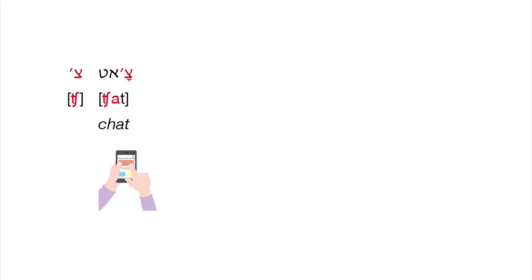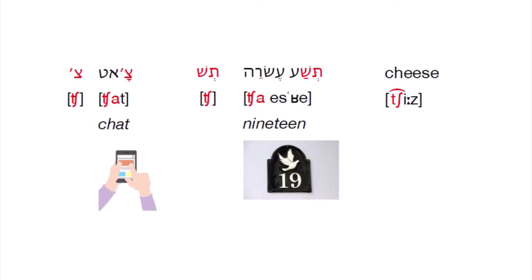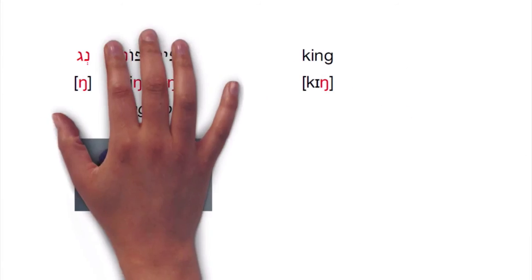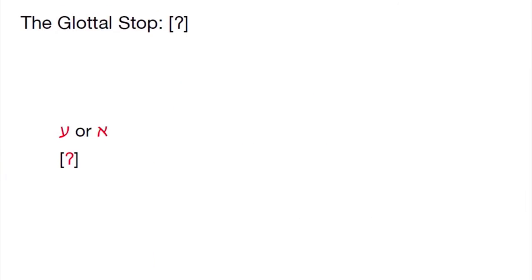Next up, we have ch, as in Hebrew's chat, chaesre, or English's cheese. You'll note that Hebrew has 2 possible spellings for this sound, one with a geresh and another by just combining the letters that make the t and sh sounds. Our next familiar sound is ng, as in ping pong, or English's king. It's an N made with your tongue raised up in the back of your throat. And our last familiar sound, this one is an odd little character known as a glottal stop.